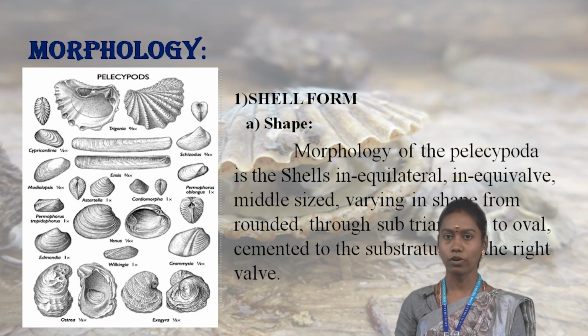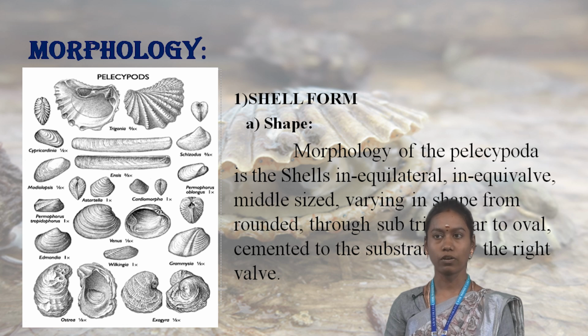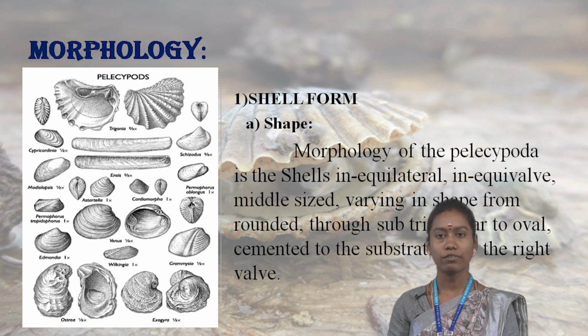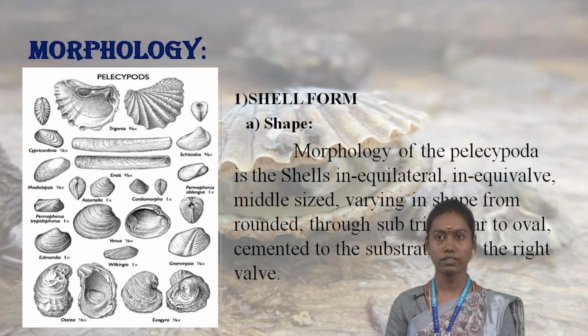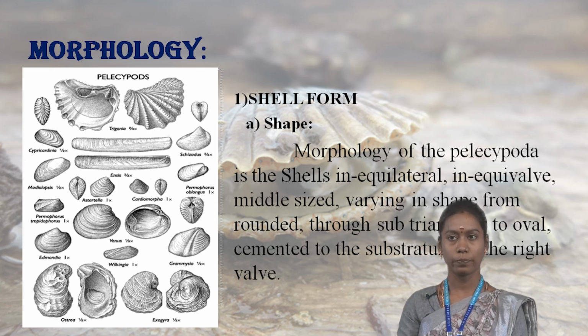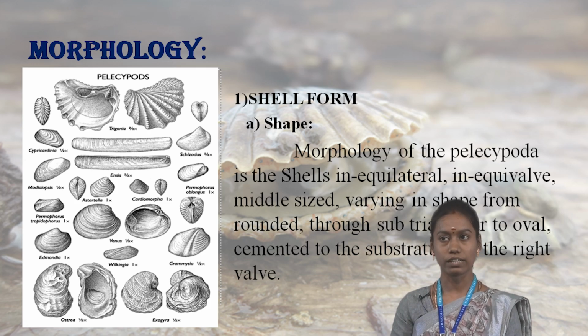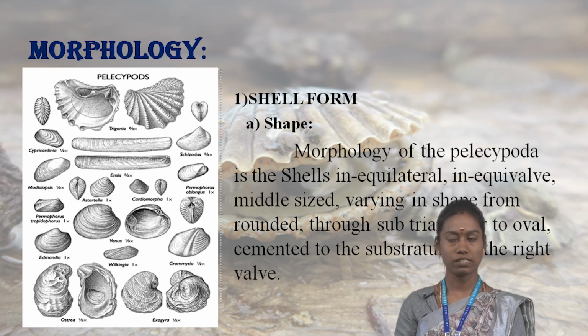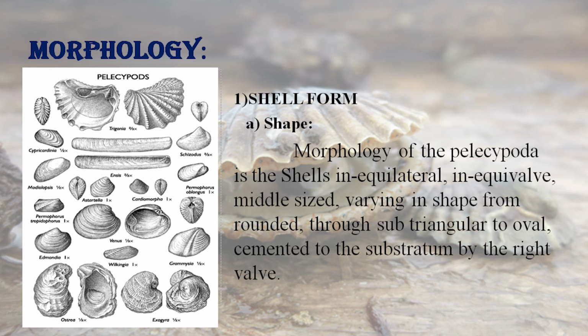Then we are going to see the morphology of Pelecypoda. In the morphology, we are going to see the functions, shapes and parts of Pelecypods. First, we can see the shell form. Shell form is divided into shape and symmetry. First, shape. The Pelecypod shells are inequilateral and inequivalve, middle-sized, varying in shape from rounded through subtriangular to oval, and cemented to the substratum by the right valve.